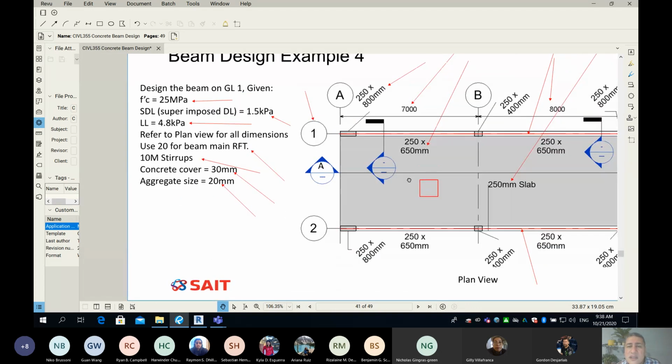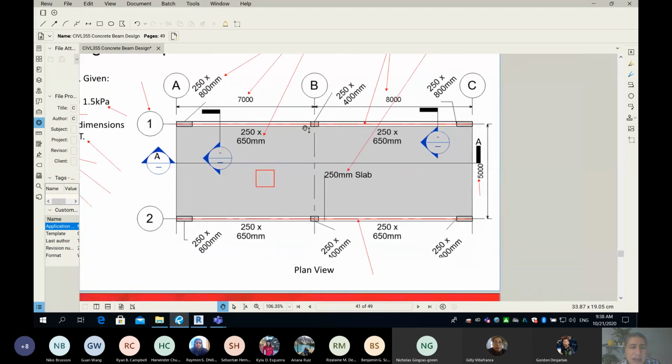When we design this beam, look at this beam, guys. So we have beam along grid line 1, grid line 2. Now, this beam, number 1, it has to support itself, if you agree. It has to support itself. In addition to supporting itself, it has to support a portion of the slab. A portion of the slab. Okay? How much of the slab is this beam supposed to carry and support?